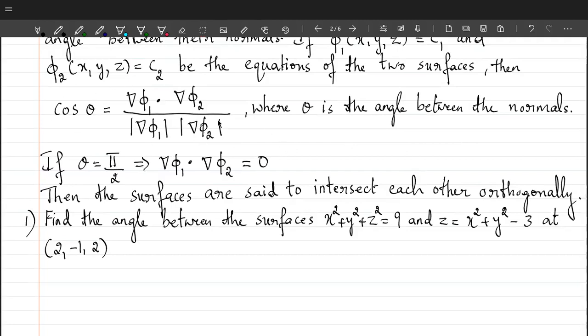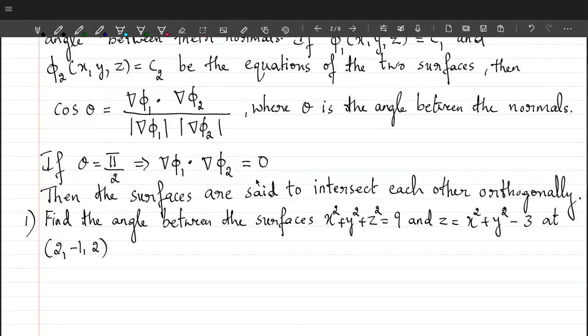So now here, based on this formula, there are few things which you have to note. That is, if theta takes the value pi by 2, then what do you get here? You get cos of pi by 2. What is cos pi by 2? That's equal to 0. So you get 0 equal to del phi 1 dot product with del phi 2 divided by magnitude of del phi 1 with magnitude of del phi 2. So it will be 0 into this term. So if you take this term over here, it becomes 0. So what you get is, when theta is equal to pi by 2, you get del phi 1 dot product with del phi 2 equal to 0.